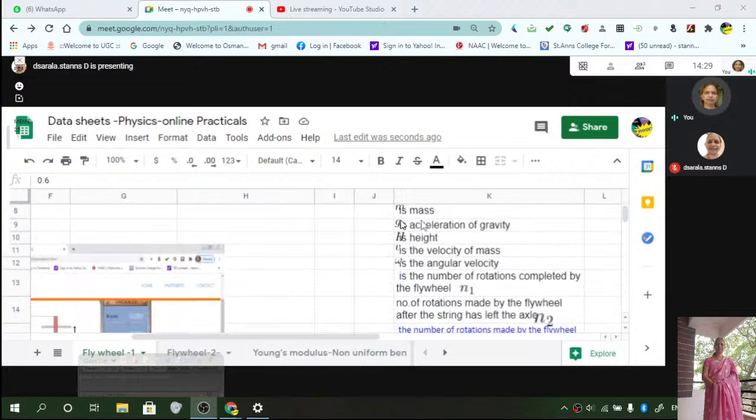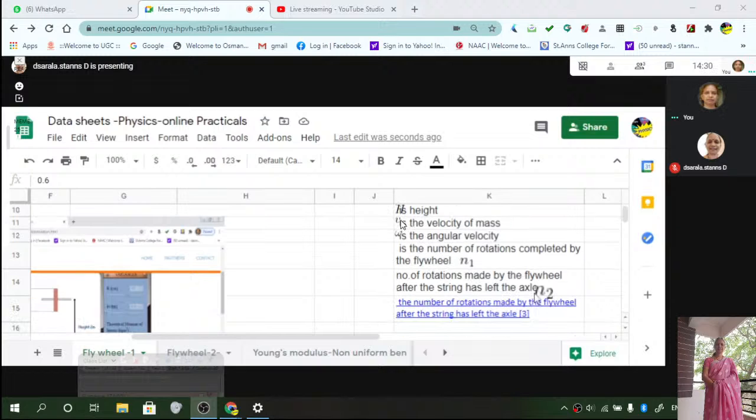Let us see what these are. M is the mass which is attached, g is the acceleration due to gravity, h is height, v is velocity, which is also given in the table, omega is the angular velocity, and n1 is the number of rotations completed by the flywheel. The number of rotations made by the flywheel after the string has left the axle is n2. So now let's go back to your experiment.